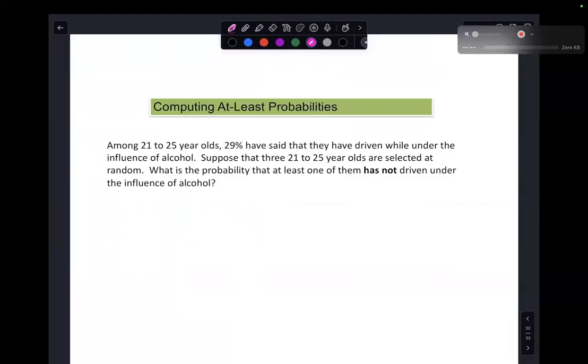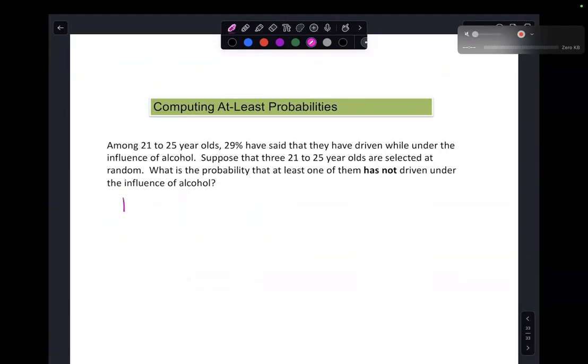Among 21 to 25-year-olds, 29% have said that they have driven while under the influence of alcohol. Suppose that three 21 to 25-year-olds are selected at random. What is the probability at least one of them has not driven under the influence of alcohol? I feel like with these, it's important to write it out because they become very confusing if you're just looking at them. If you can figure out what you're looking for, it's helpful.